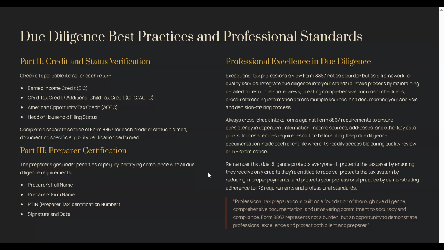Always cross-check intake forms against Form 8867 requirements to ensure consistency in dependent information, income sources, addresses, and other key data points. Inconsistencies require resolution before filing. Keep due diligence documentation inside each client file where it's readily accessible during quality review or IRS examination. Remember that due diligence protects everyone. It protects the taxpayer by ensuring they receive only credits they're entitled to receive, protects the tax system by reducing improper payments, and protects your professional practice by demonstrating adherence to IRS requirements and professional standards.